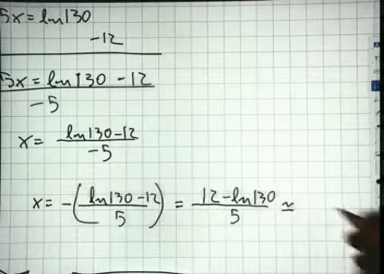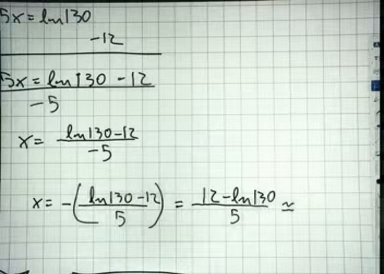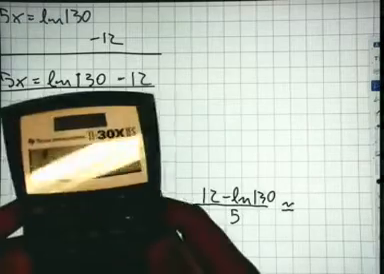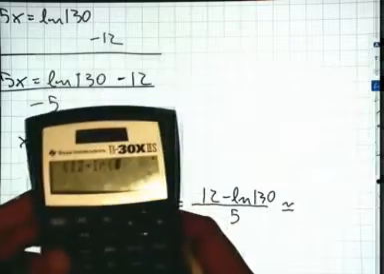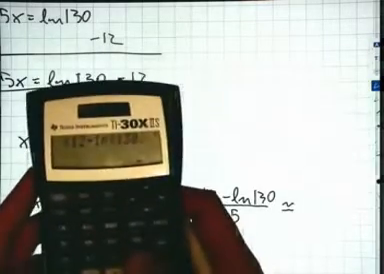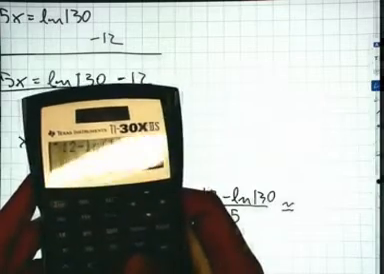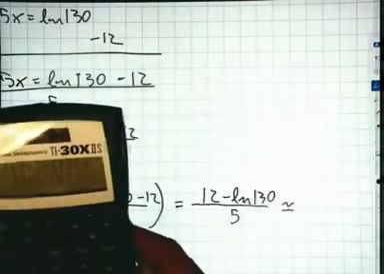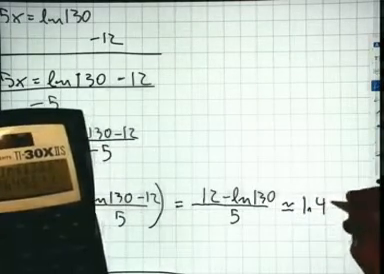Which is approximately, go to our calculator, let's type this in. My numerator, I have 12 minus the natural log of 130, close parentheses around the 130, close the denominator, divided by 5, approximately 1.426.